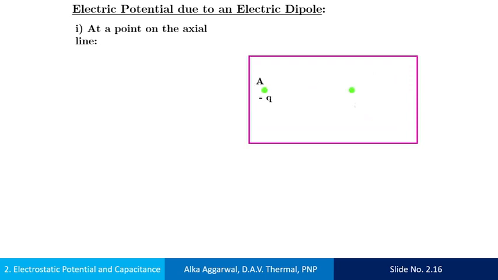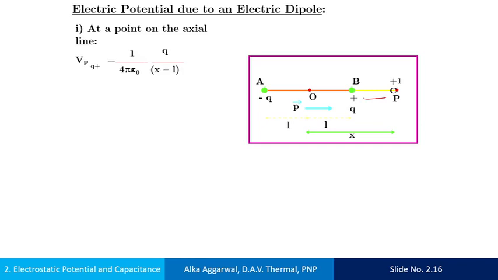Say a dipole consists of the two charges minus q and plus q, and its dipole moment is p. O is the midpoint of the dipole. The two charges are placed at a distance of 2L. As a result, OA is L and OB is also L. P is a point which lies on the axial line of the dipole and is at a distance x from the midpoint of the dipole. So the distance AP is equal to x plus L and the distance BP is equal to x minus L.